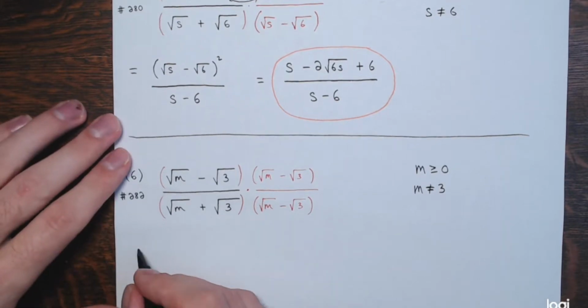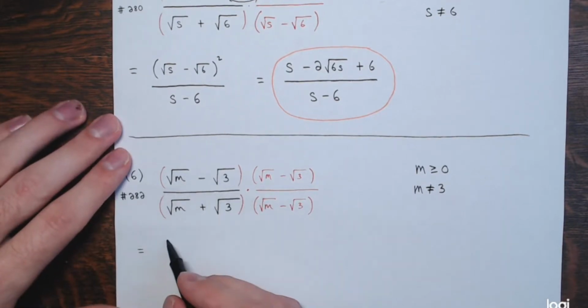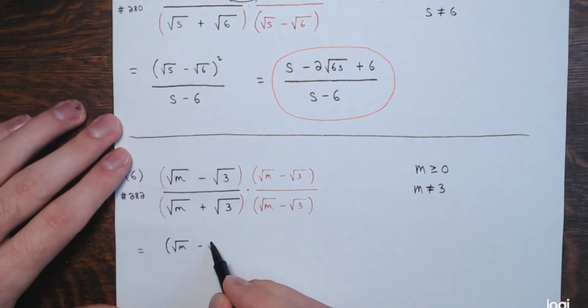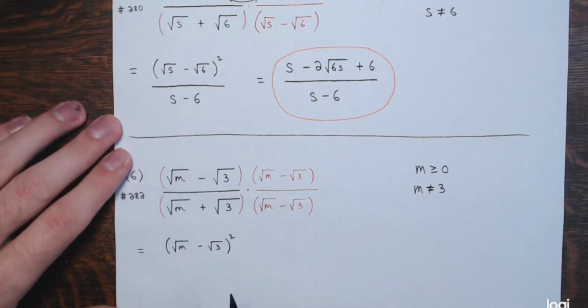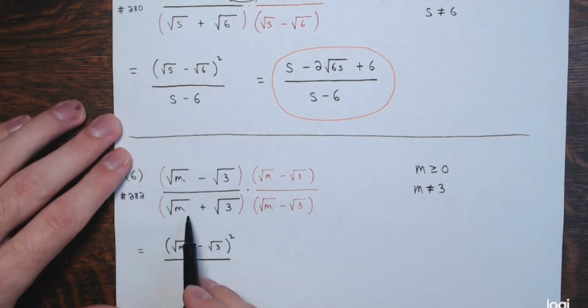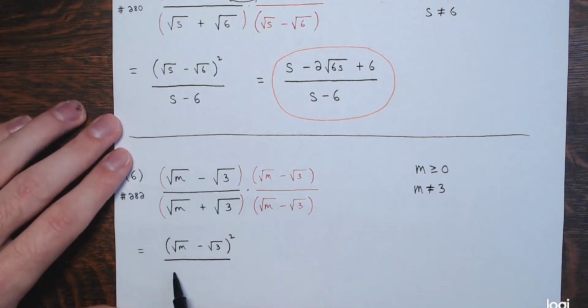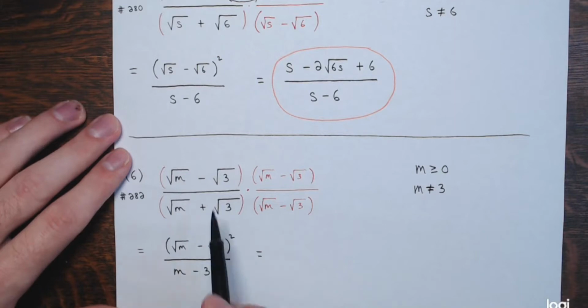So the numerator is just the same factor twice again, so a nice square: the square root of m minus the square root of 3, that quantity to the second power. Divided by, and then multiplying these two conjugates gives me a difference of squares. The square root of m squared, which would just be m, minus the square root of 3 squared, so minus 3. So this is perfectly well and good. There's nothing canceling here. You can circle this if you wish.